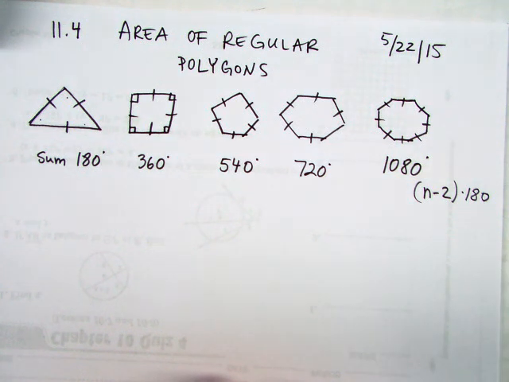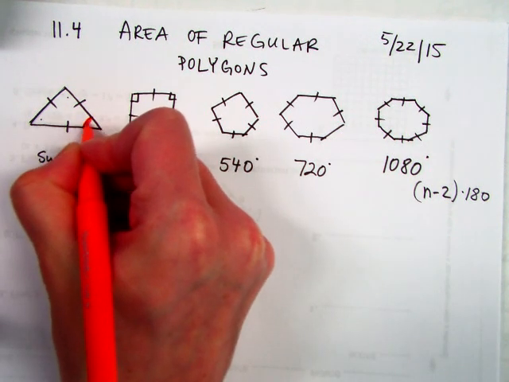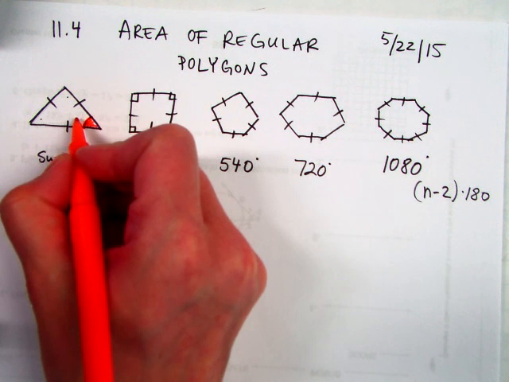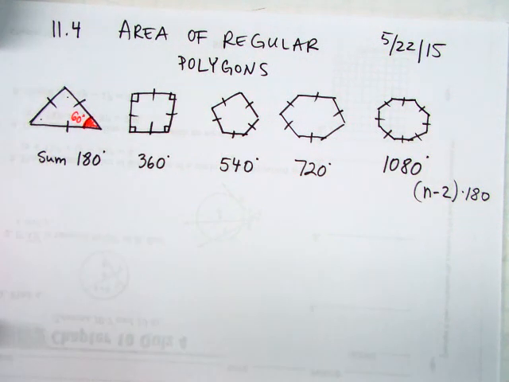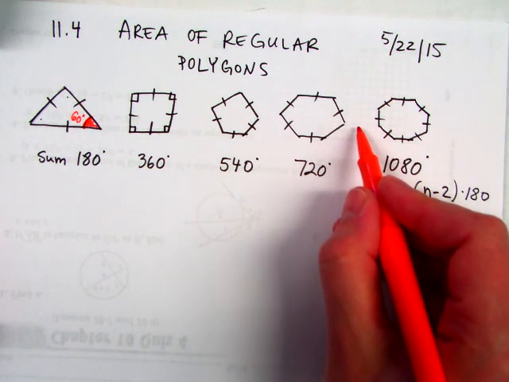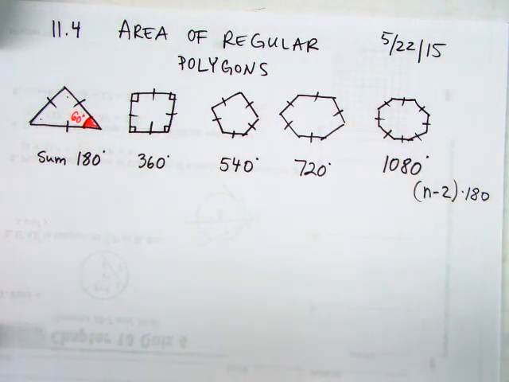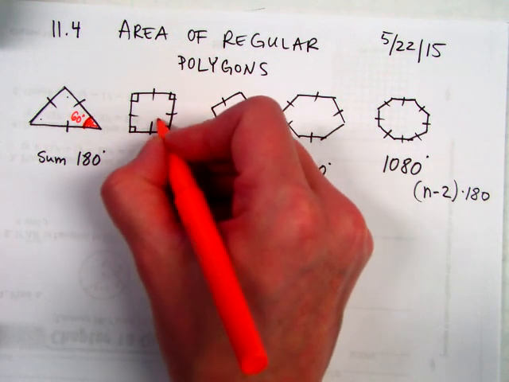Now, why am I talking about this? Because we will actually need to know how many degrees is each of the angles in each of the shapes. So for an equilateral triangle, what's that one angle here? 60. That's easy, right? 180 divided by 3. We're missing a heptagon, a 7-sided, and then there was an octagon. For the square, it's 90.